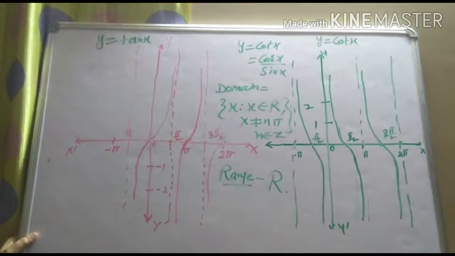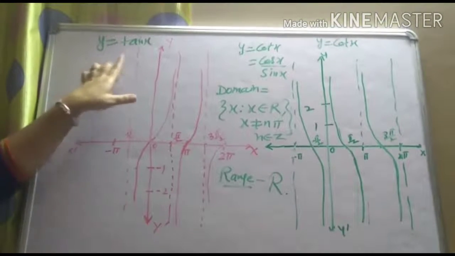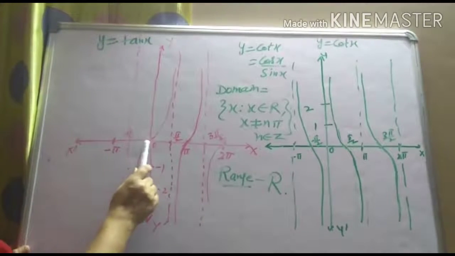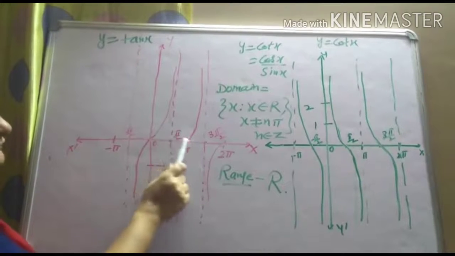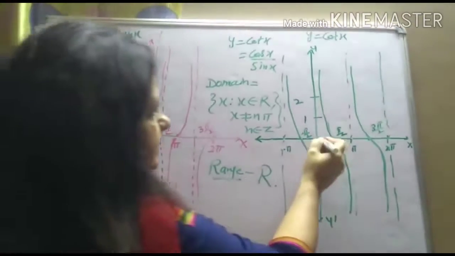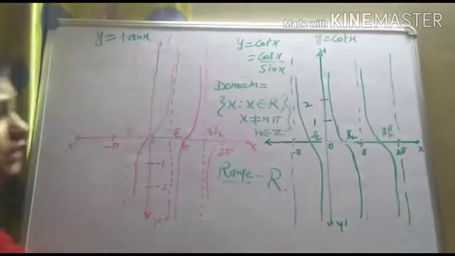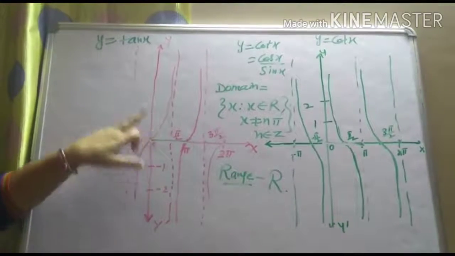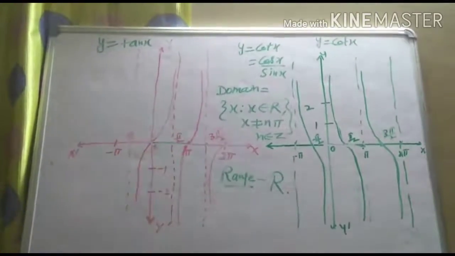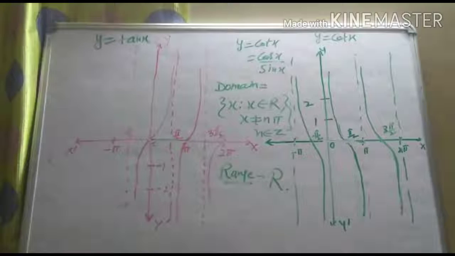Now, what about the period of tangent x and cot x? Values of tangent x again repeat after an interval of pi. Same in cot x. So, the period of tangent x and cot x is pi.